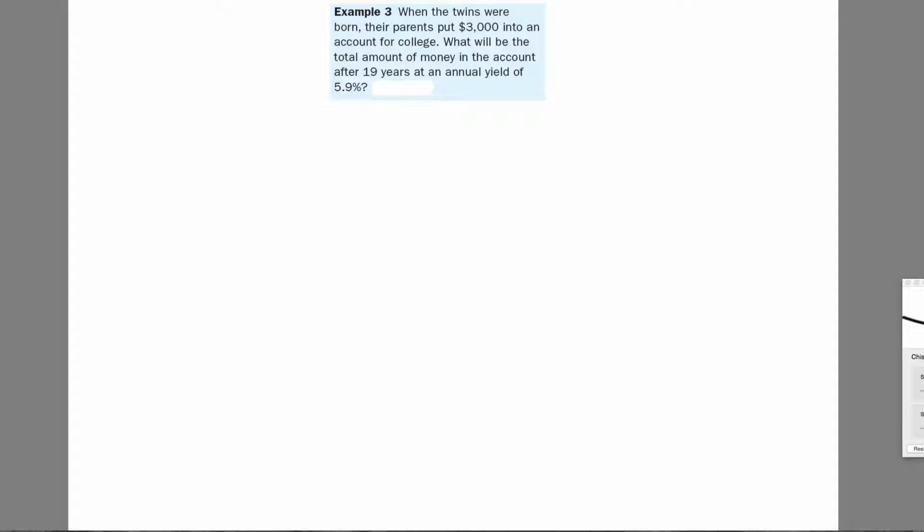Let's take a look at another example here. This is when the twins were born. Their parents put $3,000 into an account for college. What will be the total amount of money in the account after 19 years at an annual yield of 5.9%?